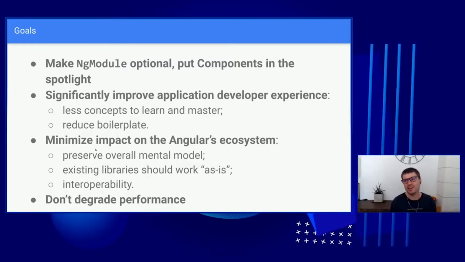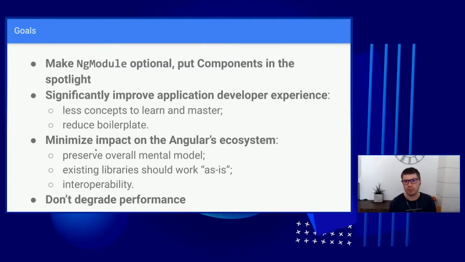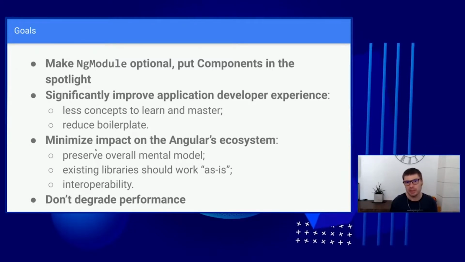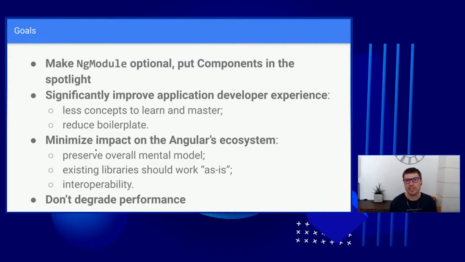No, one of the stated goals is that we want to preserve the entire ecosystem, which means that existing NgModules, existing libraries published to NPM, should work as is without any intervention on the library author side. I will show you examples of this interoperability that we have in mind, but that's the stated goal. And obviously, we don't want to degrade performance. The hope is that some things will get faster, especially on the compilation side, because all of a sudden the compiler will have less work.